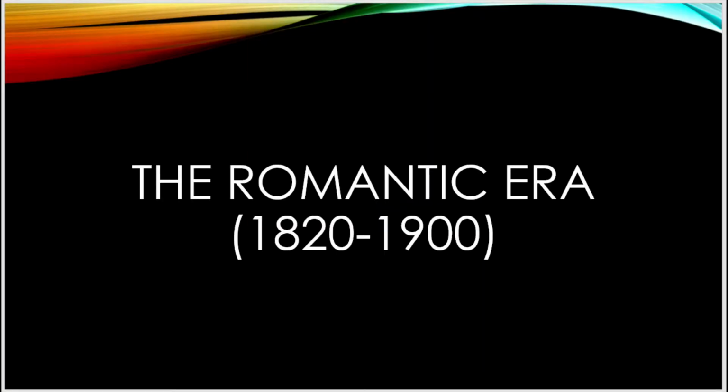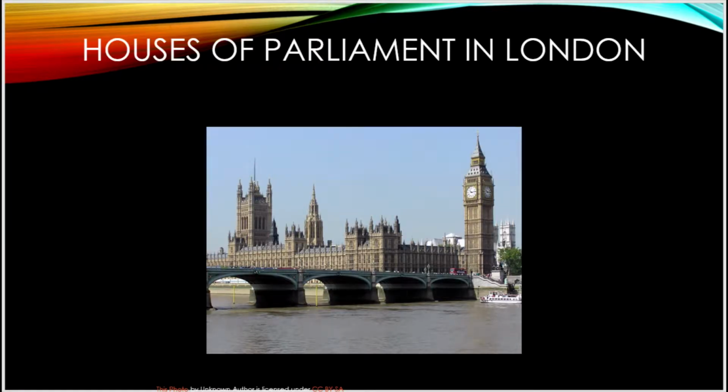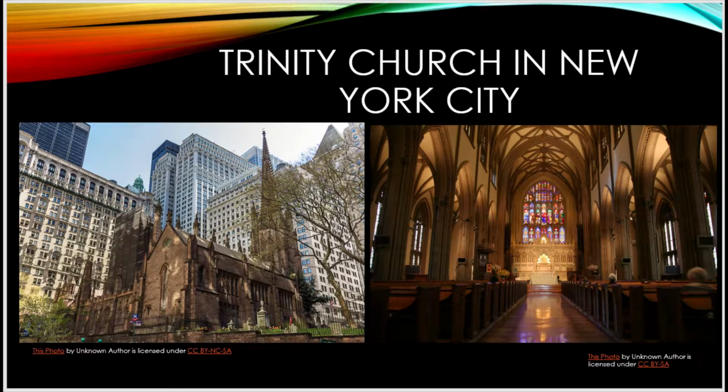On pages 253 through 256, you will read information about Romanticism and the Romantic Era, which lasted between 1820 and 1900. To help put things into context, the Houses of Parliament in London were built during the Romantic Era. Another famous structure of the Romantic Era, right in the middle of downtown New York City, is the Trinity Church. And this is a picture of the outside and inside of this church.